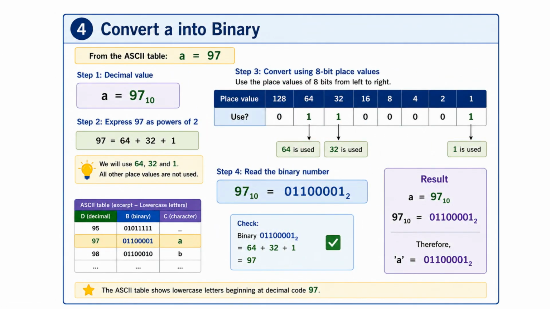Now let's convert lowercase a into binary. From the ASCII table, lowercase a has the decimal code 97. First, break 97 into powers of 2. 97 equals 64 plus 32 plus 1. Now, using the 8-bit place values, we put 1 under 64, 1 under 32, and 1 under 1. All the other positions are 0. Reading from left to right gives us 01100001. So, 97 in decimal equals 01100001 in binary.